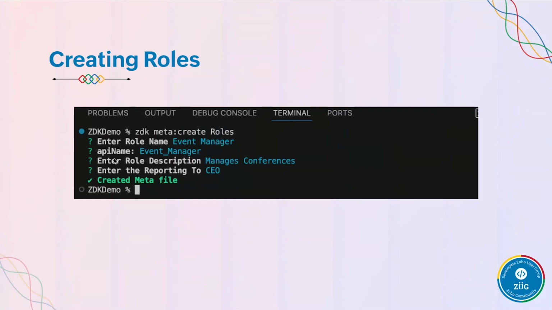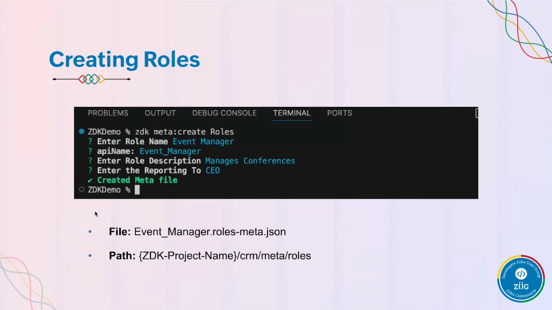Roles. zdk meta create roles is the command. The inputs required are role name, API name, description of the role, and the reporting-to hierarchy of the role. So here I am creating a new role for event manager. I'm giving the API name as event_manager. Role description is manages different conferences, reporting to a CEO, and it creates the meta file. Here the meta file is event_manager.roles-meta.json. It's in the path ZDK project name, crm_meta/roles.